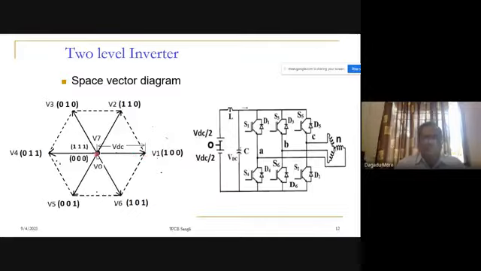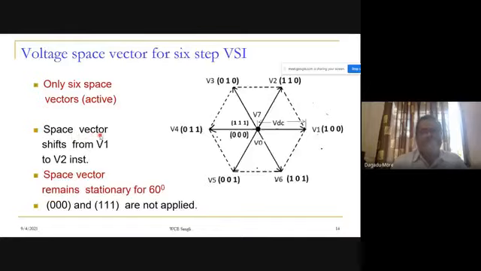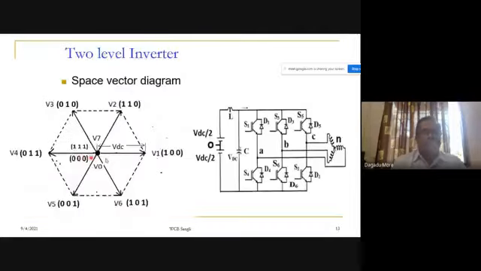Is it right? The space vector instantly moves from V6 to V1, and at the V1 position, how much duration will it remain? It will remain there for 60 degrees. And from this 100 to 110, it will shift at this instant. Again, instantly it shifts from V1 to V2. So what is the meaning of this? How does the space vector move in case of 180 degrees mode of conduction?